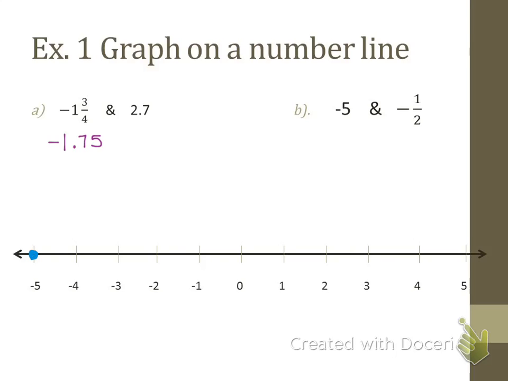Now, in this case, you don't need to change negative 1/2 to 0.5 because there's no other decimal here that we would need to change it. It's just a whole number and then negative 1/2. So where would negative 1/2 be?